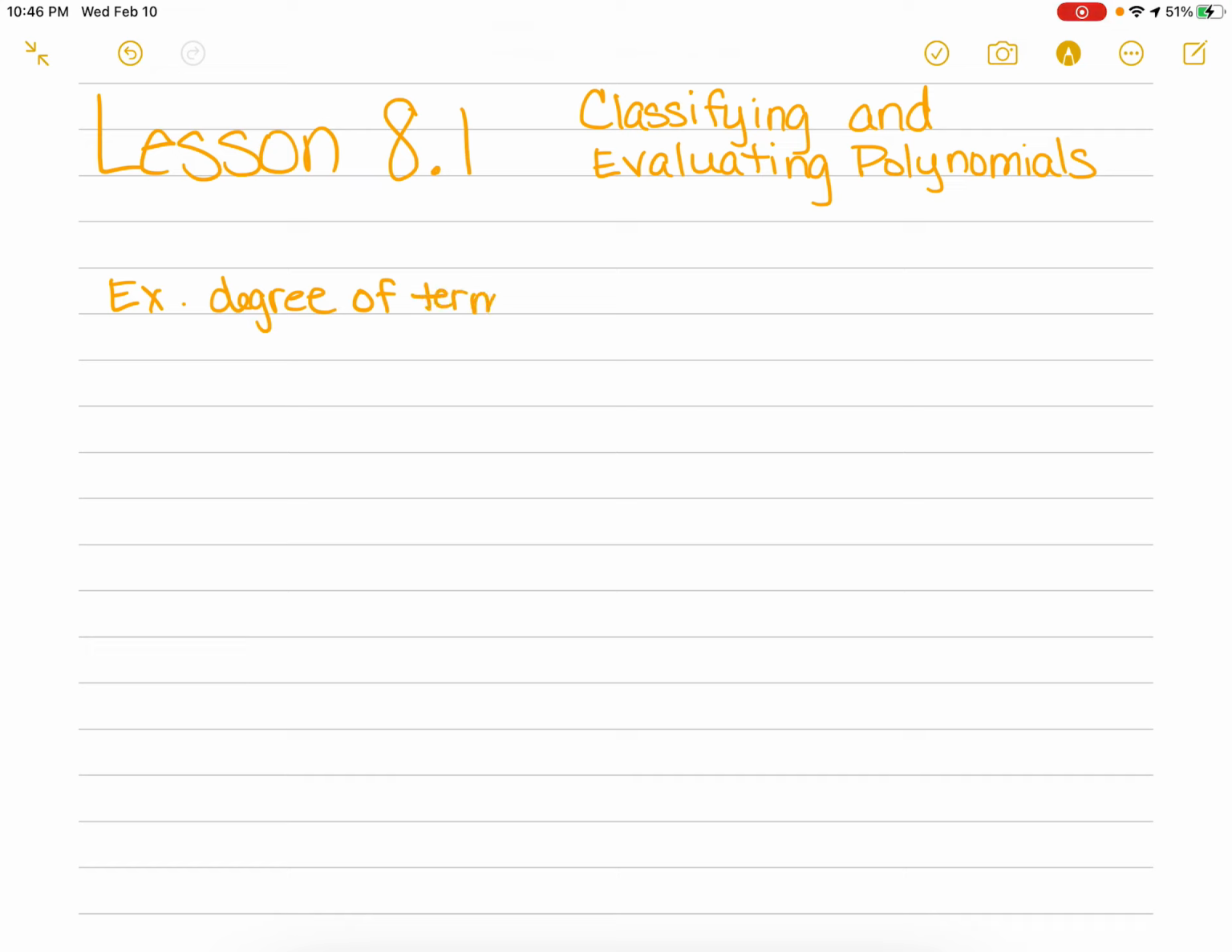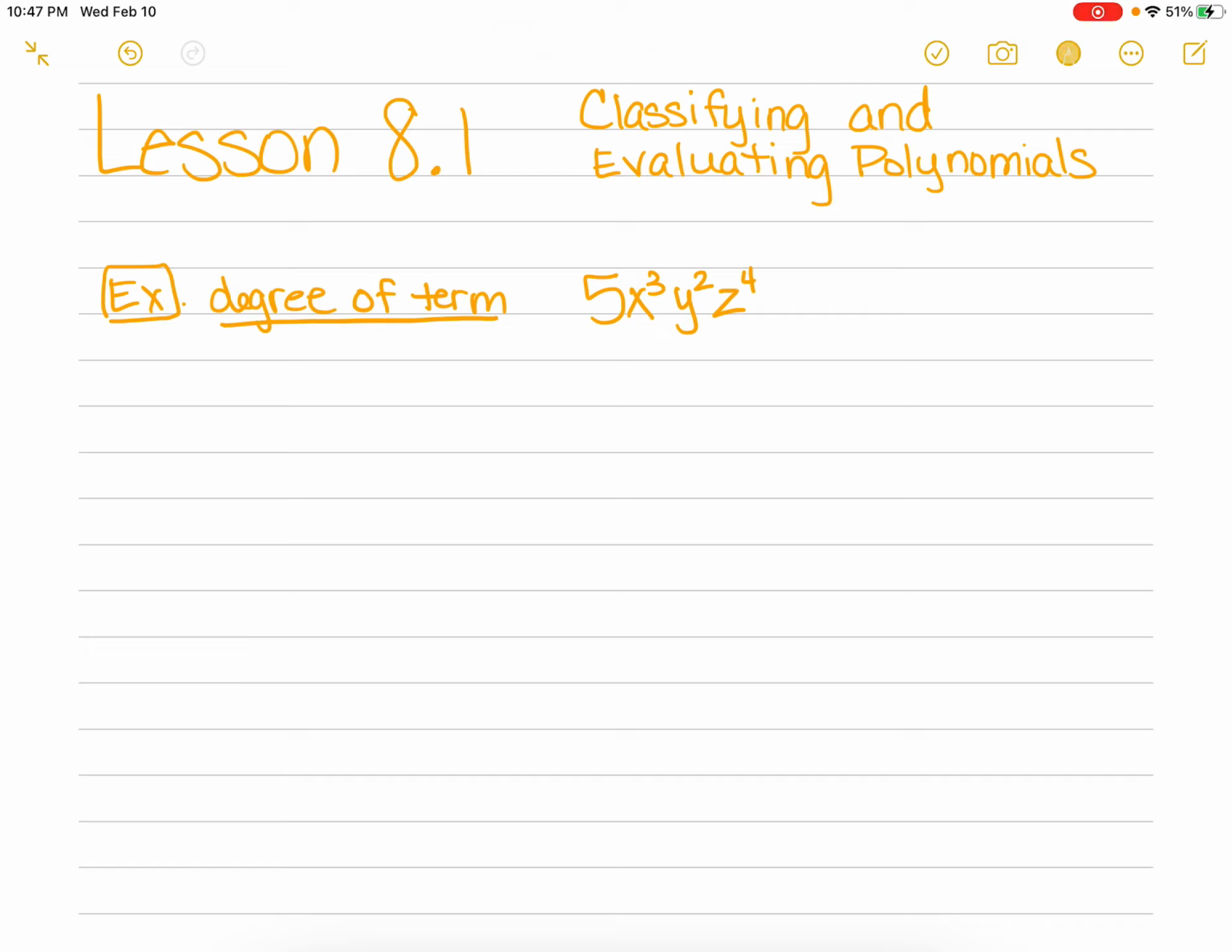So if I had just one term, if I had this term, 5x cubed, y squared, and z to the 4th. So that's just one term, right? It doesn't have any pluses or minuses, and it has 3 different variables, x, y, and z. But now we want to know the degree of the term. Okay, this is our example.